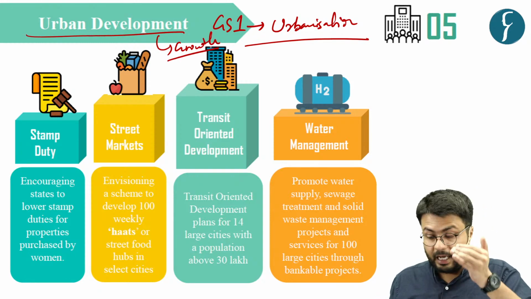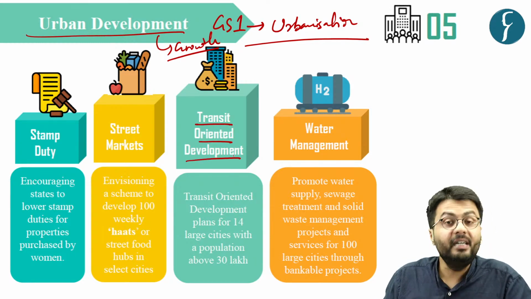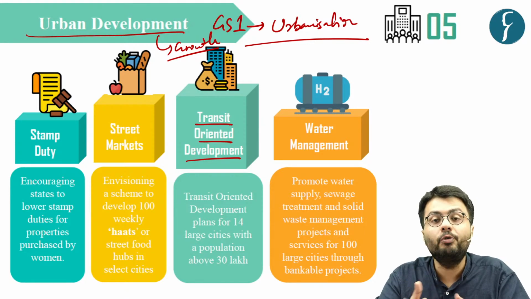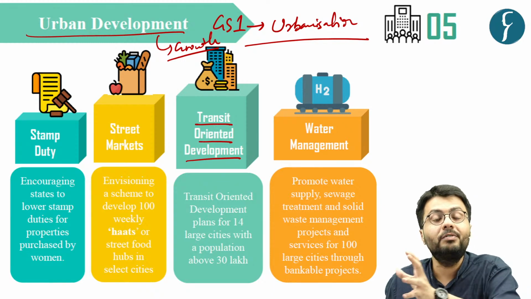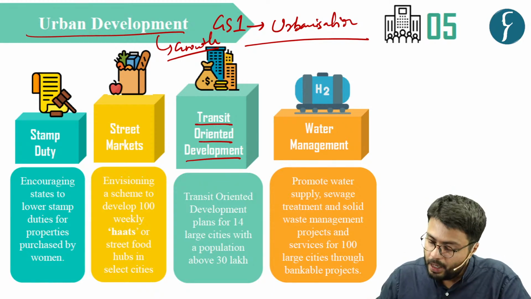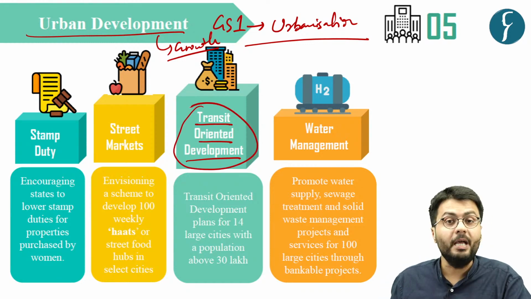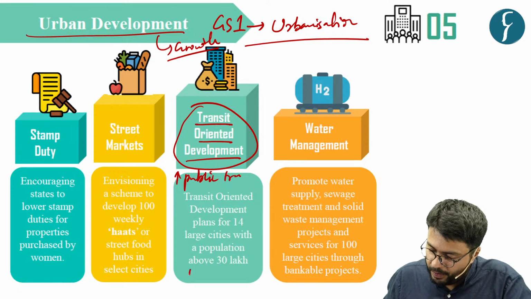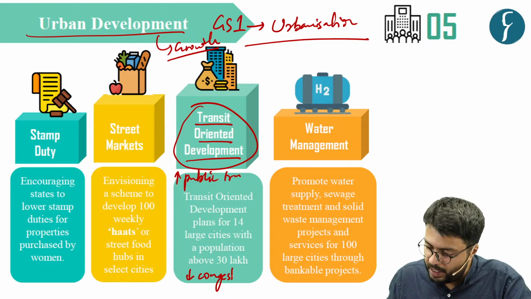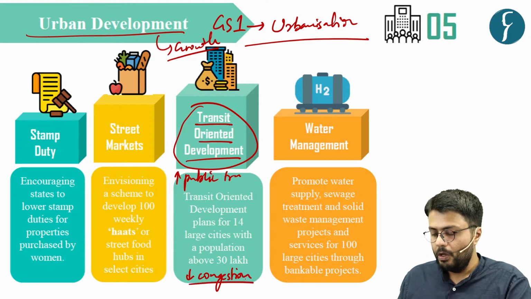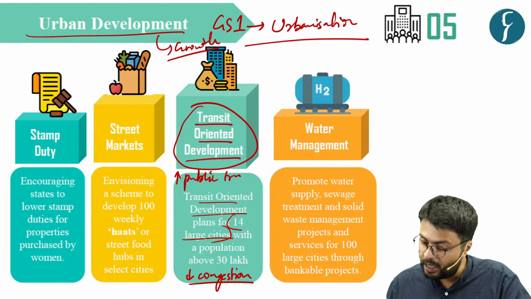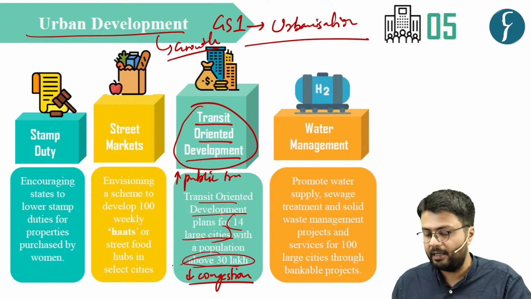Now, in this regard, the government is promoting transit oriented development, which means development of public transport in close vicinity to industrial, commercial, as well as residential complexes. Now, this development, that is TOD, is intended to promote public transport as well as reduce congestion in the country's urban areas. So, the government is introducing transit oriented development plans for as many as 14 large cities, which will cover a population of more than 30 lakhs.